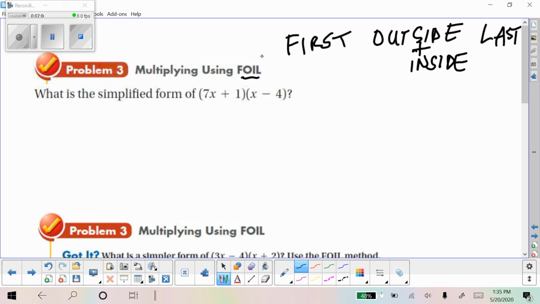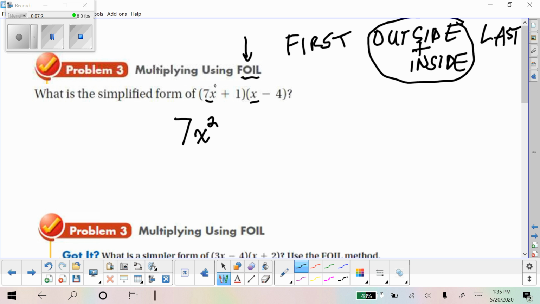The nice thing about the FOIL method is you can do this part in your head, so it actually maybe saves a step. It's probably a method you can ask your parents about, and they remember it. It's been around a long time. So the first term from each binomial, the 7x and the x, you multiply those first. That's 7x squared.